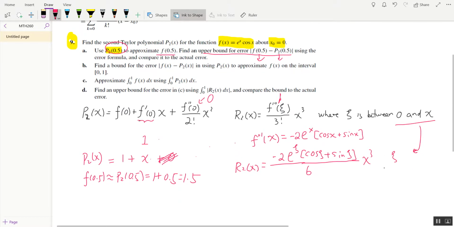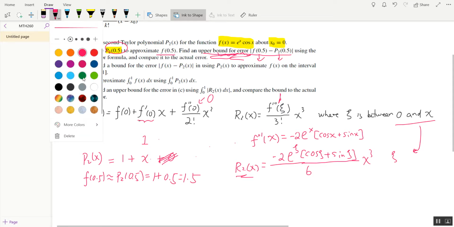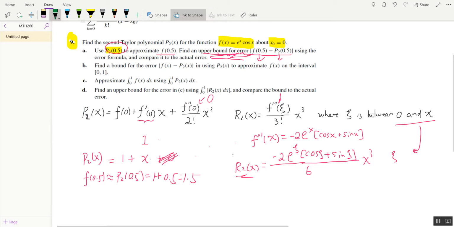Okay, let's continue. I need to find the error now. So again, this error bound, this is exactly the error. Okay, I want to find an error bound. That means I want to, now I'm going to change your color to emphasize. When you say error bound, we actually look at the absolute value of this error term. Okay, so we always look at absolute value. So now because we are approximating 0.5, therefore I'm finding R3 of 0.5 absolute value, which is this guy.